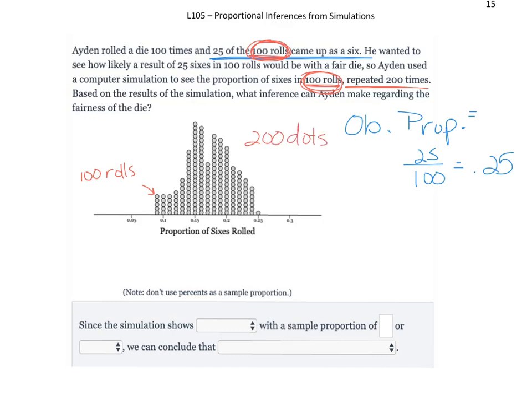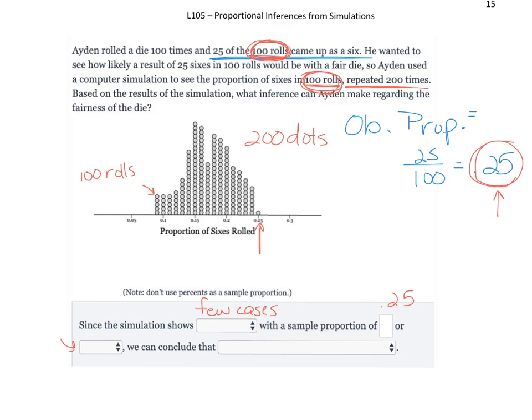Now, we actually don't have to calculate confidence intervals in this one. This is going to be more visual. So it says, based on the results of the simulation, what inference can Aiden make regarding the fairness of the die? So here, we're just going to take his answer, 0.25, and look, and if I think about a 95% confidence interval, 0.25 happened once, but it's not very likely, right? So down here it says, since the simulation shows, and we would choose few cases, this is many cases or few cases, with a sample proportion of, this is the number we're checking, right? So we just put our observed proportion there, 0.25.